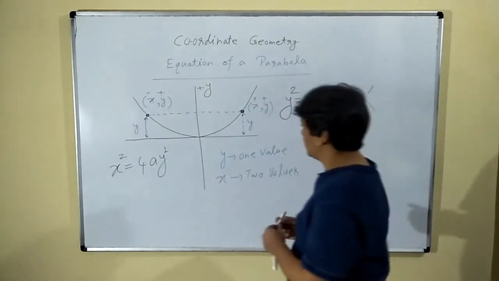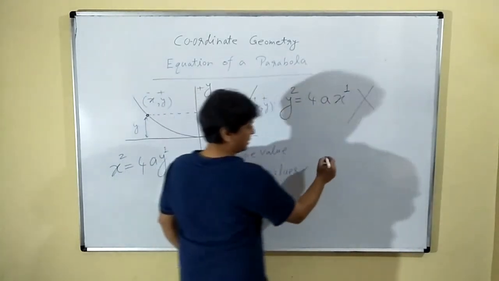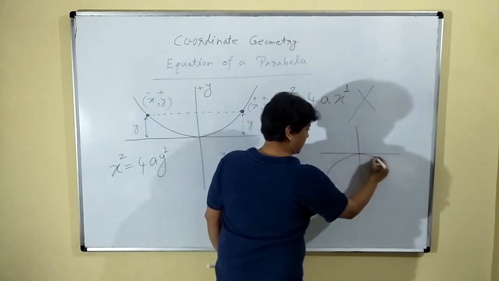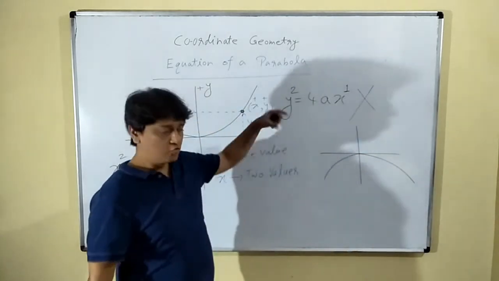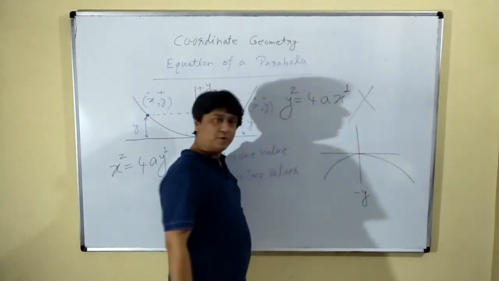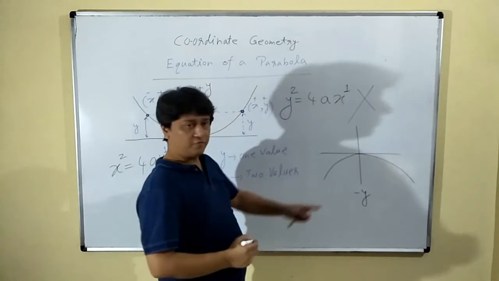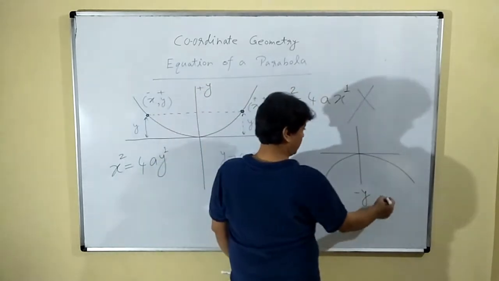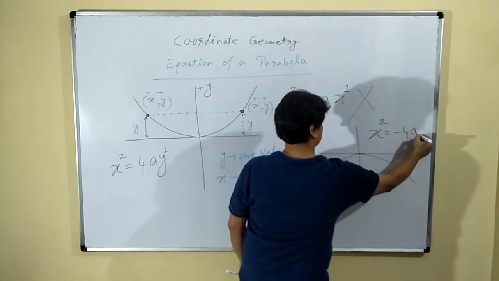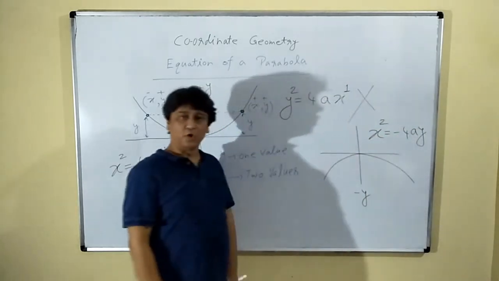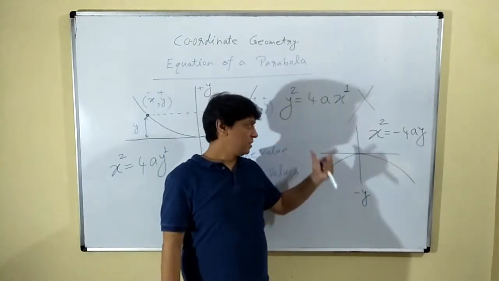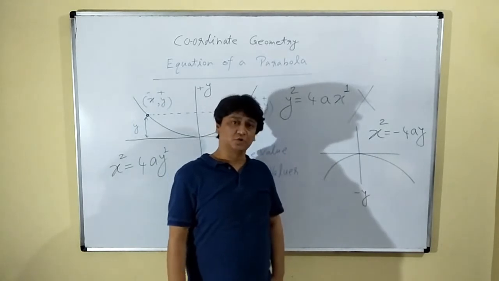अगर यही पैराबोला हमारा, if it opens like this, downward opening parabola, अगर ये माइनस वाई एक्सिस की तरफ ओपन होगा, then equation of this parabola is given by x square equals to minus 4ay. अगर ये downwards like this ओपन होगा, then equation is given by x square equals to minus 4ay.